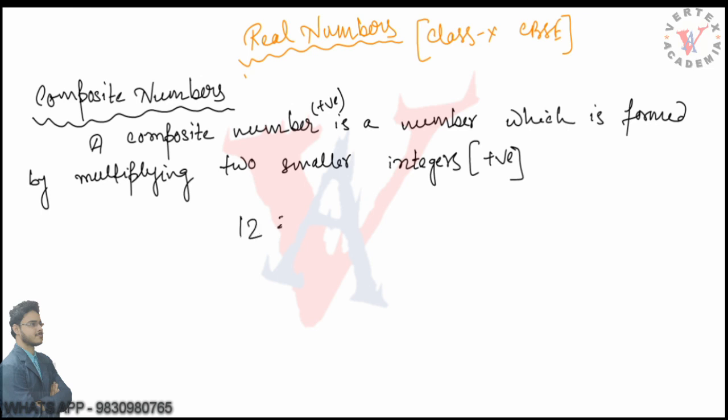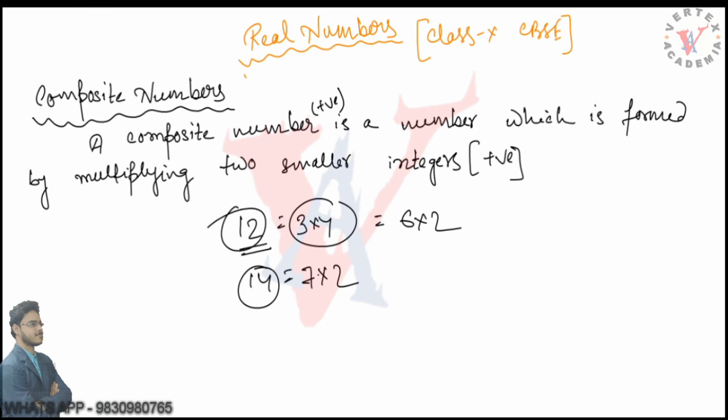So 12, for example, is 3 into 4. So basically 12 is a number which is formed by some smaller numbers. It is also 6 into 2. 14 is 7 into 2. So these 12, 14 are all composite numbers. And you should remember this statement that 1 is neither prime nor composite. This is a quite famous statement.